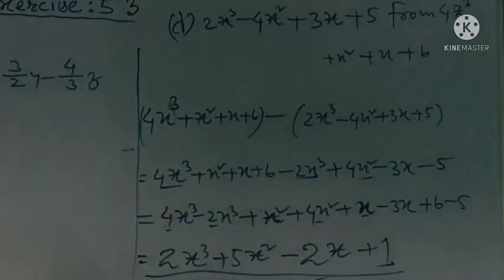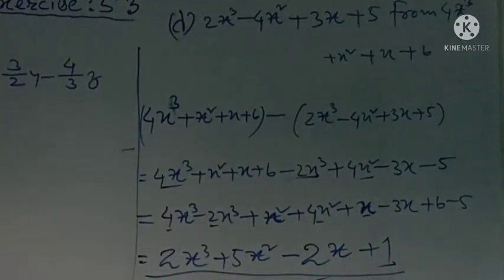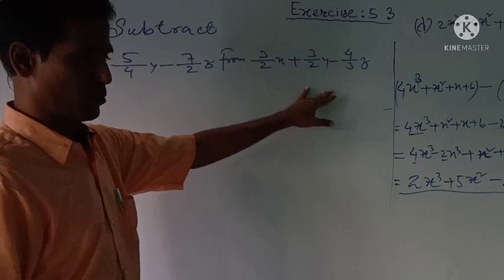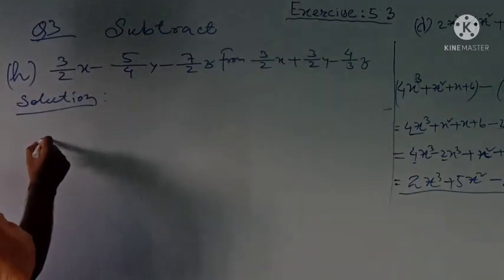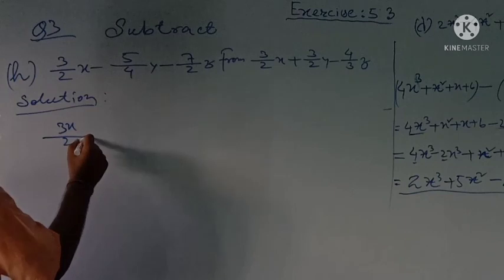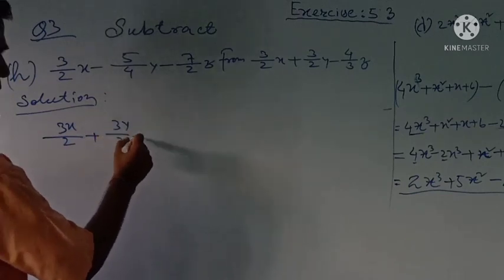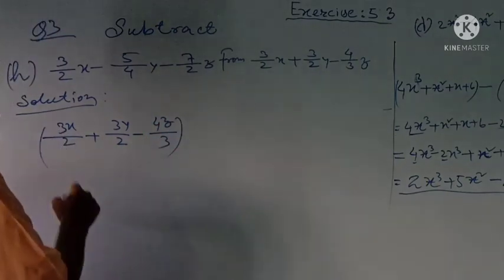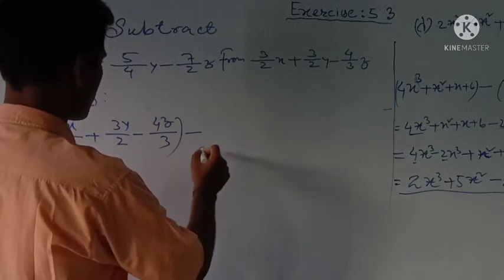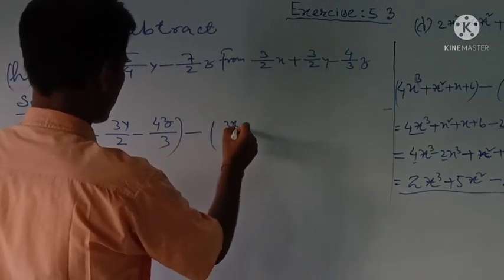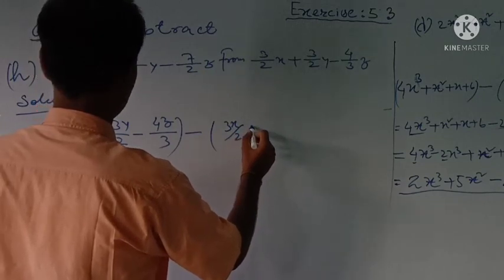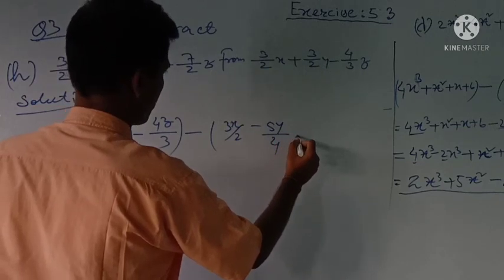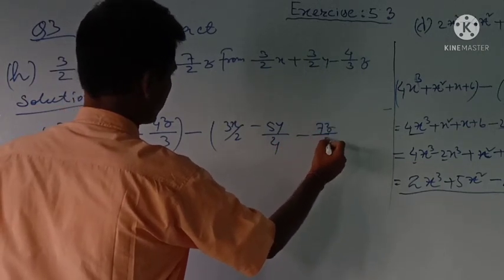And also one more question from this very question number 3, that is sub question H. Okay. We have to subtract this first expression from the second expression. The second expression, what we got? We got thrice x by 2 plus thrice y by 2 minus 4z by 3. Okay, this is the second expression. From the second we have to subtract the first expression. First expression we got thrice x by 2 minus 5y by 4 and minus 7z by 2.